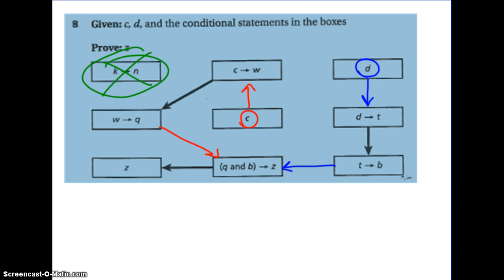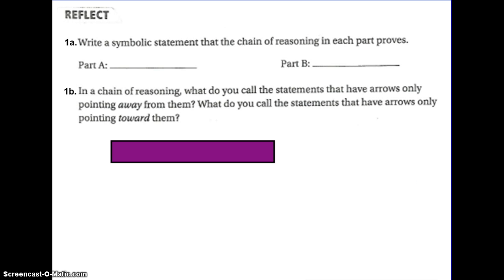Alright, so question number 1 in your reflection says, write a symbolic notation for the chain of reasoning in each part that proves. So we're looking at our last example, part B. Oh, excuse me. We're actually looking at part A. So the first example, part A, that we did, we started out that we were given M, and we had to get all the way to C. So that M implies T, implies B, implies K, implies C. So what we can say, M implies C.